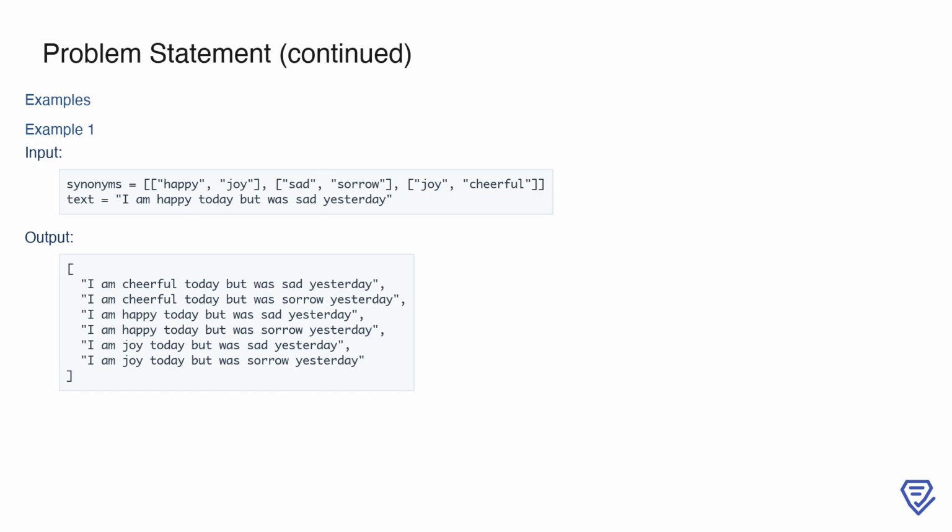Here, the synonym pairs are happy and joy, sad and sorrow, and joy and cheerful. The input sentence is "I am happy today but was sad yesterday." Using the synonym pairs, we can replace happy with joy or cheerful, and sad with sorrow. This results in 6 variations of the sentence, such as "I am happy today but was sad yesterday," "I am happy today but was sorrow yesterday," and so on. The output list includes all such variations, sorted in lexicographical order. This ensures that the sentences are returned in a consistent, alphabetically sorted sequence.